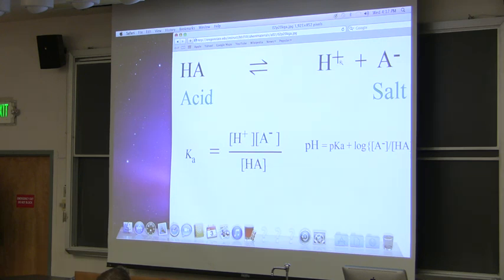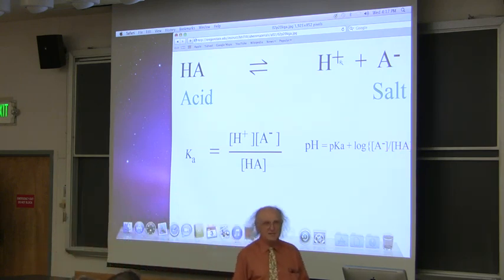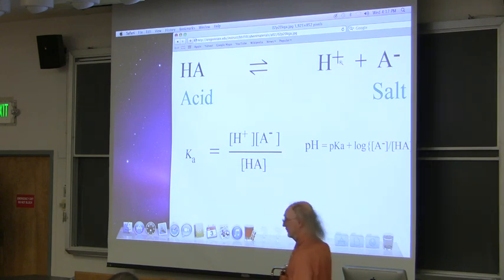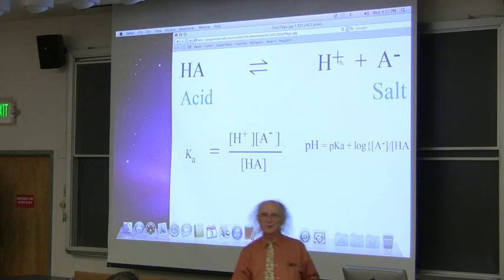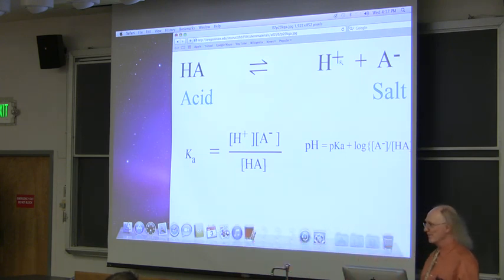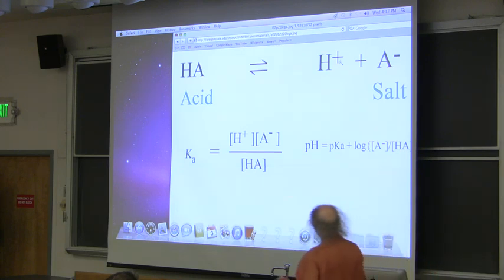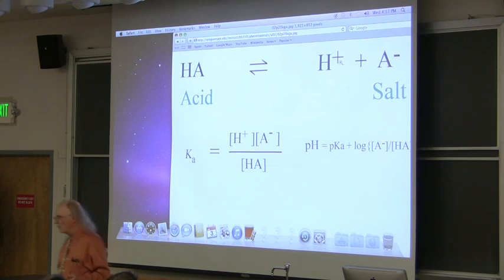That's telling you in another way what I told you earlier, and you guys figured out, right? When the value of this ratio is less than 1, that means we have more HA than we have A minus, the log term is negative. That's going to decrease the pH value. Okay? Now, if you understand all of that, you will understand everything you need to know about Henderson-Hasselbalch for the first exam.